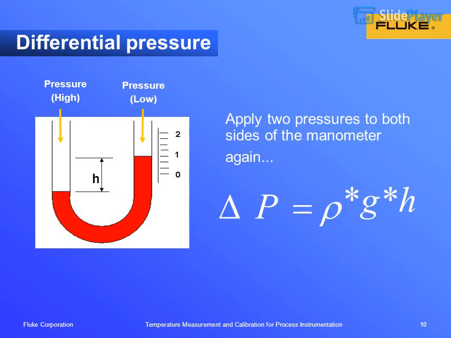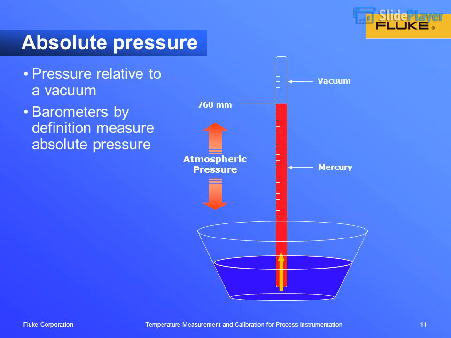Differential pressure: apply two pressures, high and low, to both sides of the manometer. Again the height H gives the differential pressure dP. Absolute pressure is pressure relative to a vacuum. Barometers by definition measure absolute pressure. Vacuum, 760 millimeters of mercury, atmospheric pressure.